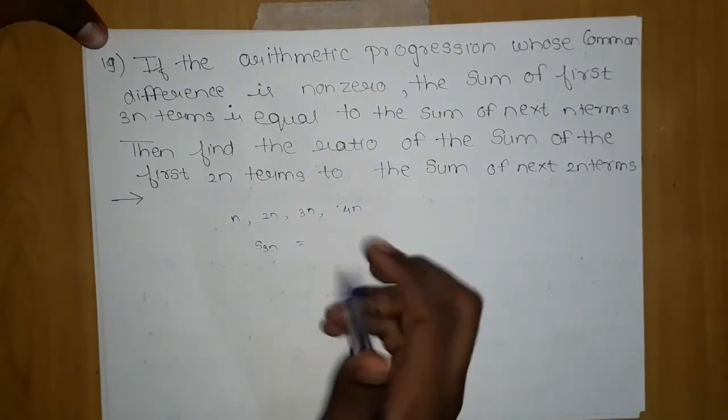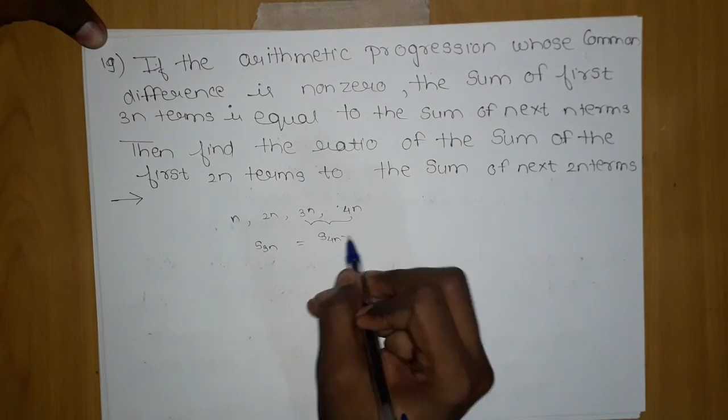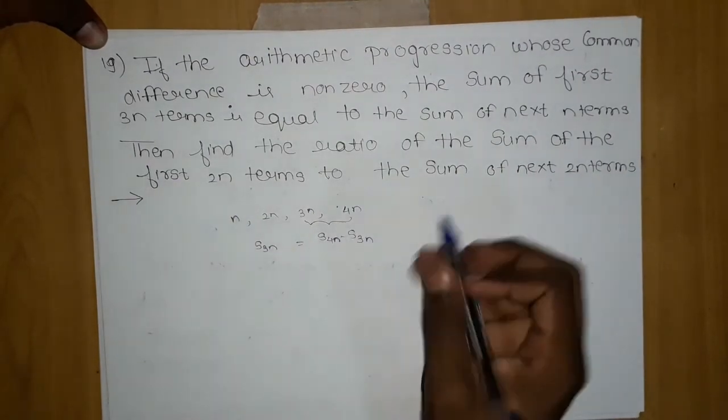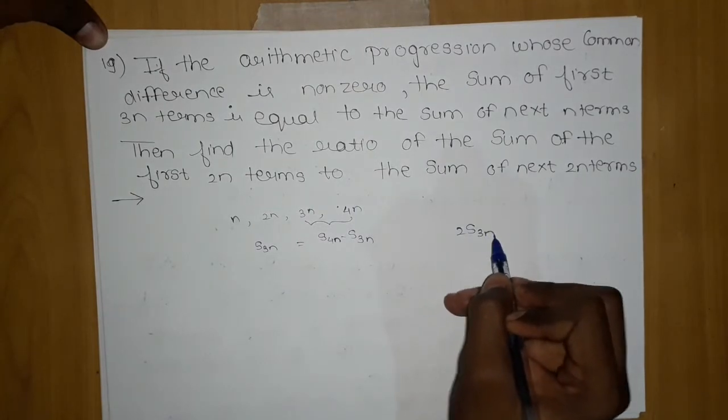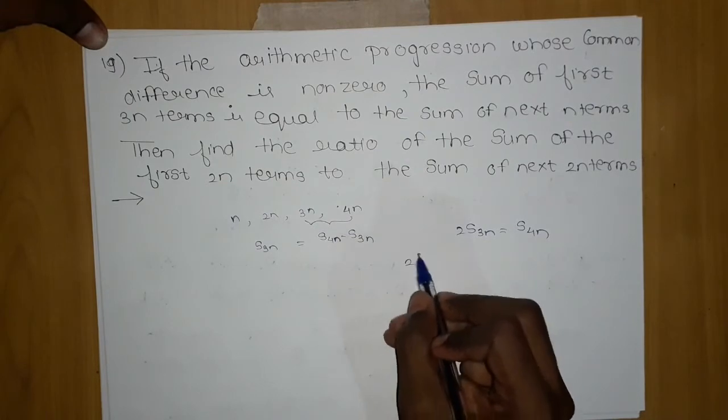After 3n it is 4n. So how can I write this? This will be s4n minus s3n. This n terms I can write like this. So what I get? 2 s3n should be equal to s4n. If I solve this, what I get?